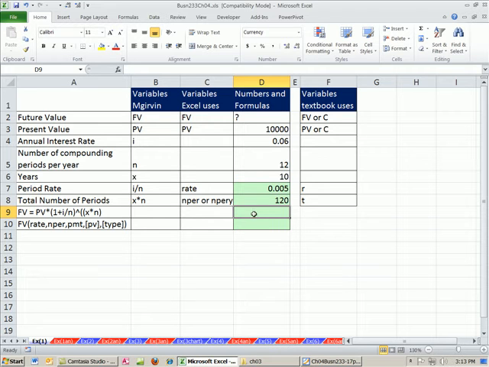Now we already did some of these calculations here, so it's going to be pretty easy. Equals present value times, and then open parentheses, 1 plus our period rate. There's the I divided by n. And then close parentheses, and caret. That is an exponent. And we've already done our x times n. Now notice, the order of operations, this will be done first, which it should.